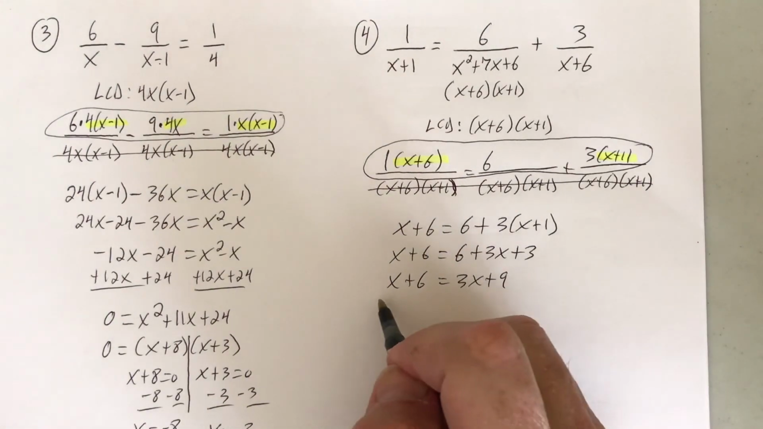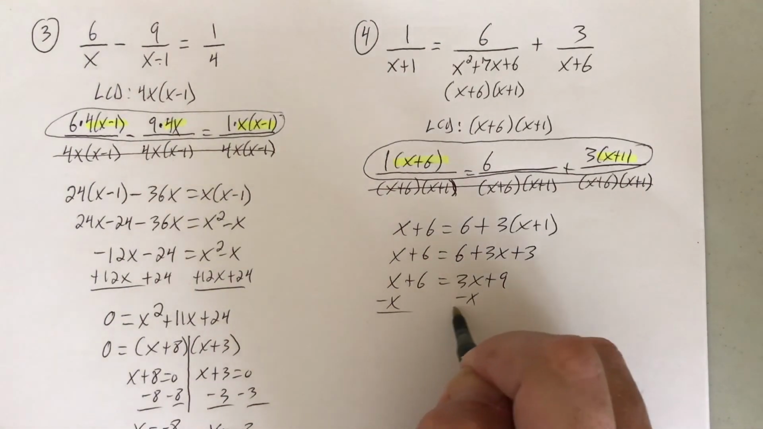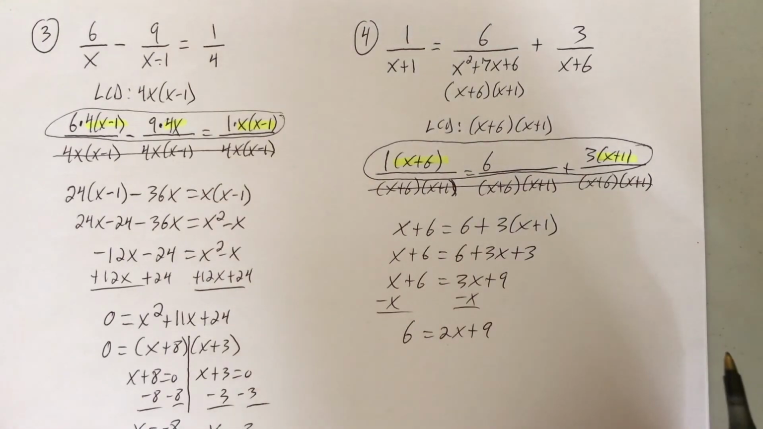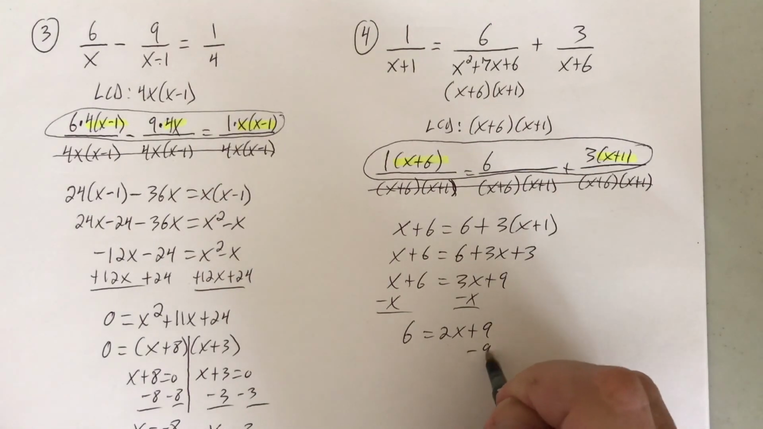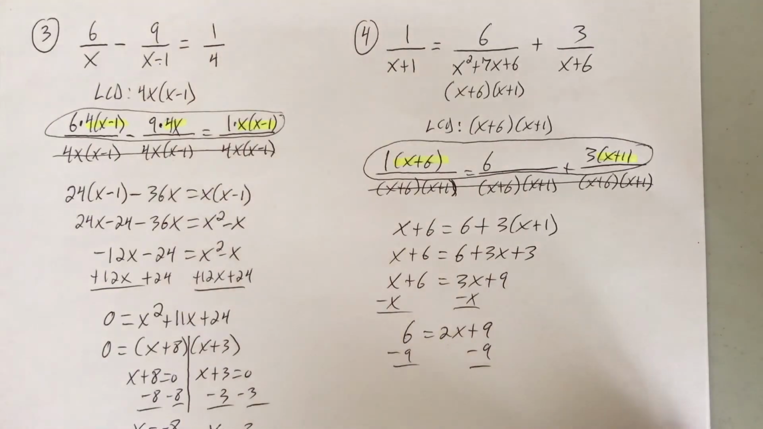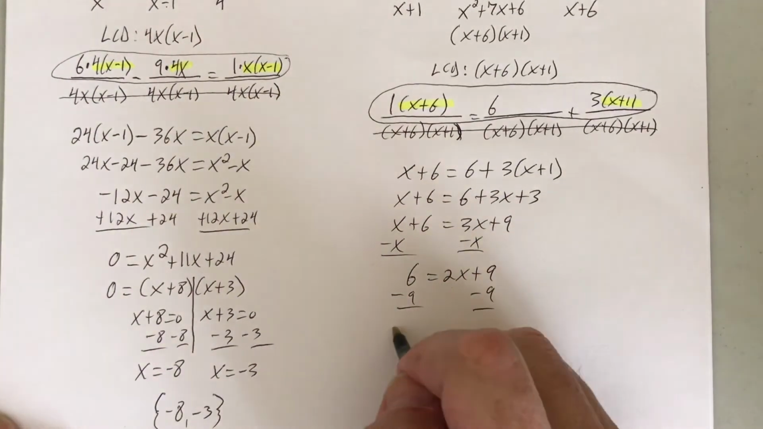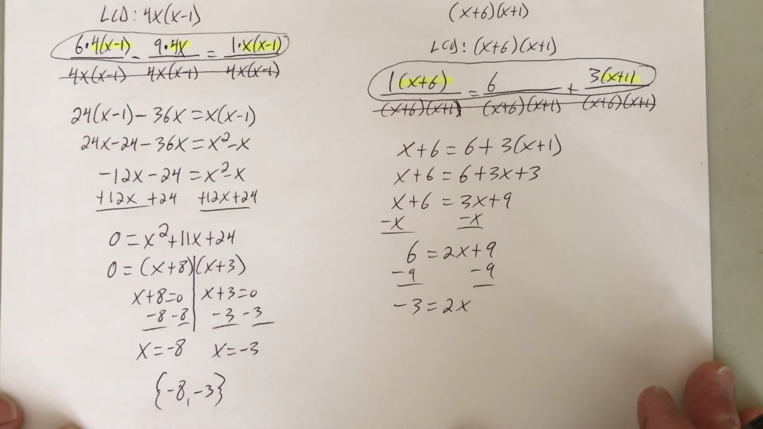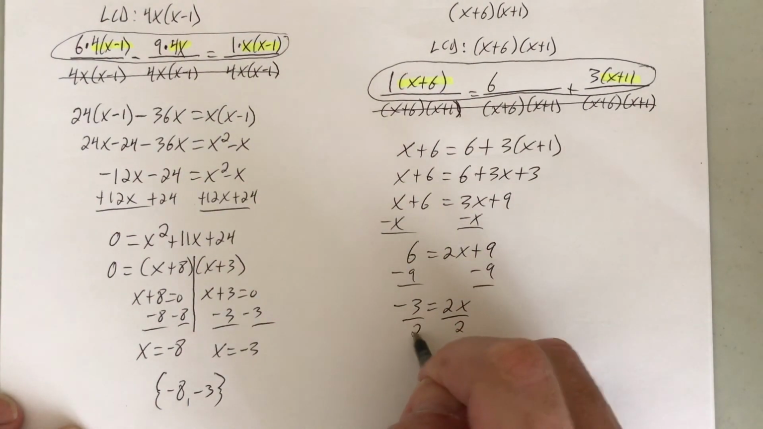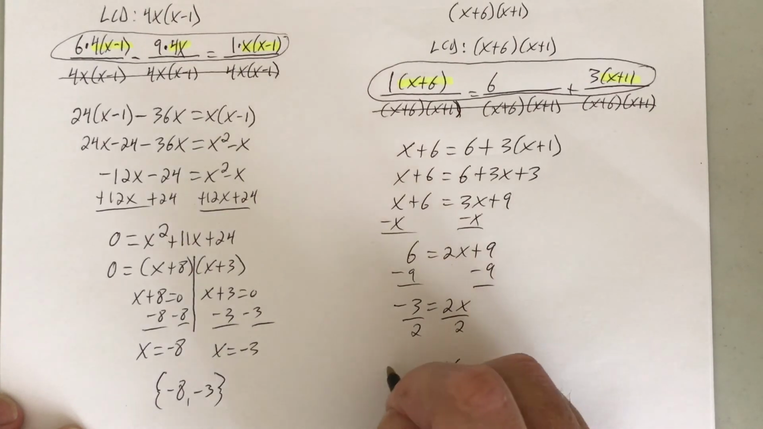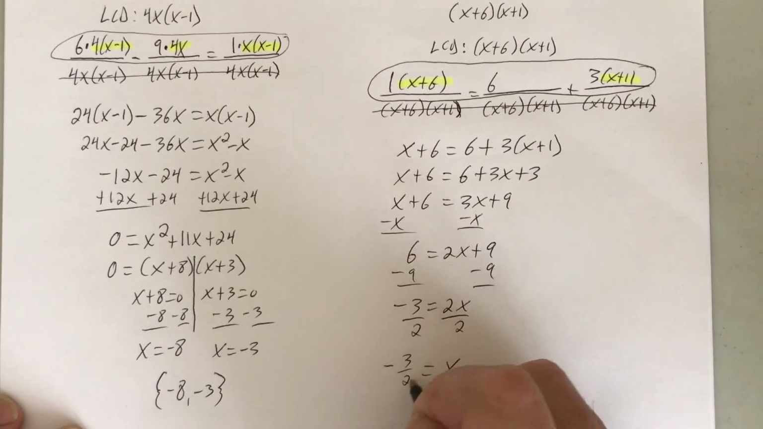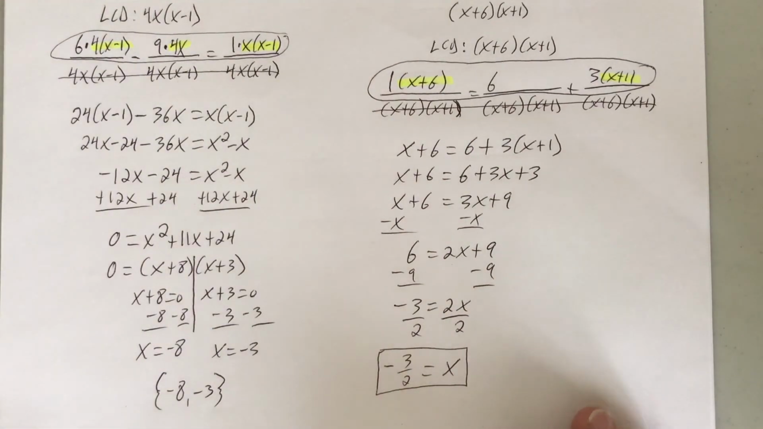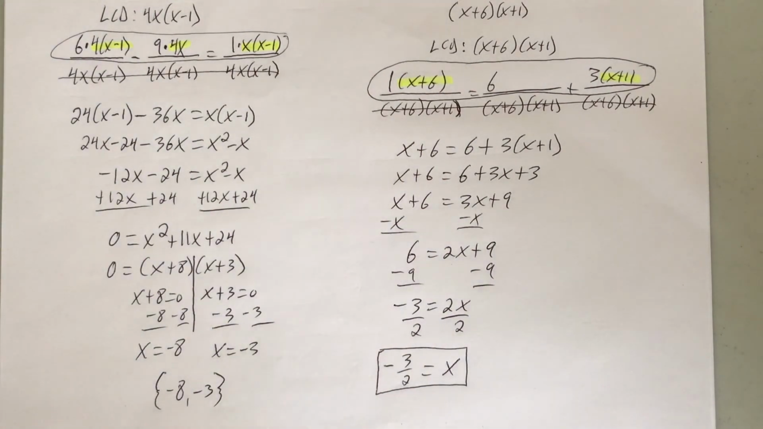And then I'll just go ahead and subtract x here. So 6 is equal to 2x plus 9. And then I will subtract 9. And then that will give me negative 3 is equal to 2x. And I'll divide by 2 for the final step here. So x is equal to negative 3/2. And that is our solution for number 4. So we'll go ahead and take a look at number 5.